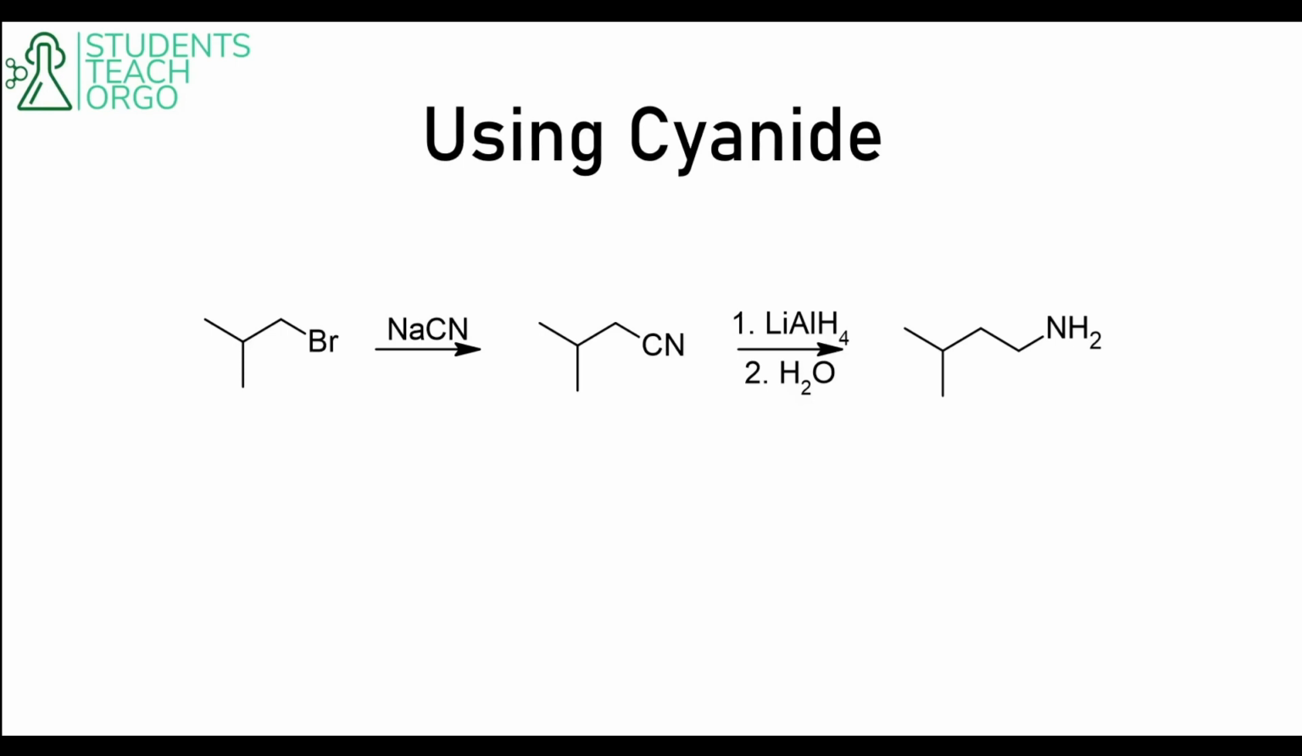So we react this alkyl bromide here with the cyanide salt, and the cyanide will replace the bromine, so we'll get this alkyl cyanide. Then we can reduce the nitrile bond, the triple bond between the nitrogen and the carbon, using something like lithium aluminum hydride, and then treat it with some water afterward, and that will convert the cyanide into this amine here.